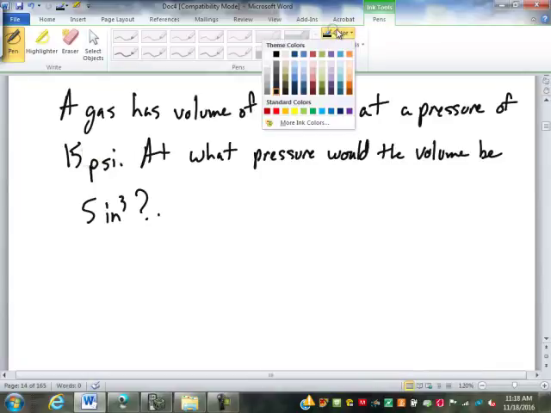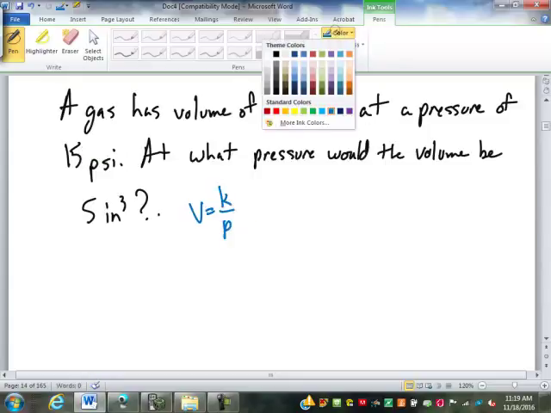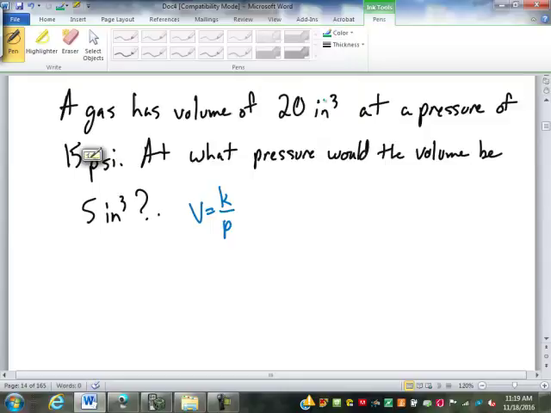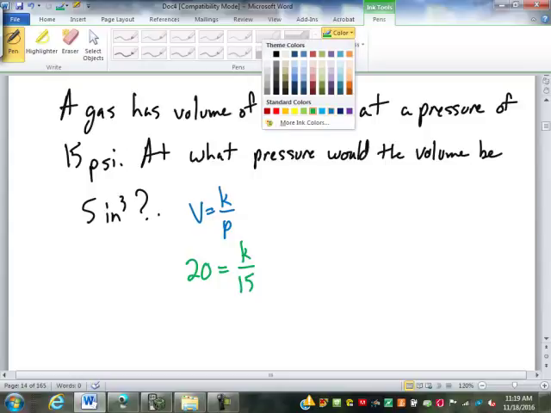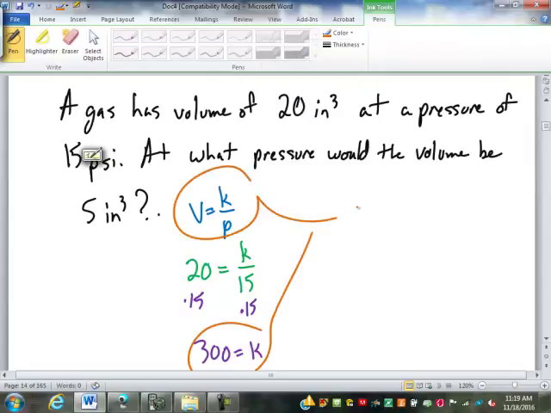So this one kind of works a little backwards from what we did. It's still the same relationship. Volume is equal to the constant divided by pressure. We know that the volume is 20 when the pressure is 15. So we can find K by multiplying by 15. So 300 equals K. So far everything's worked the same. Our volume equals 300 divided by the pressure.